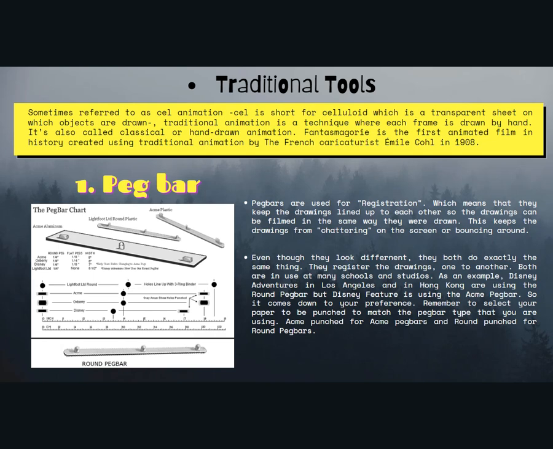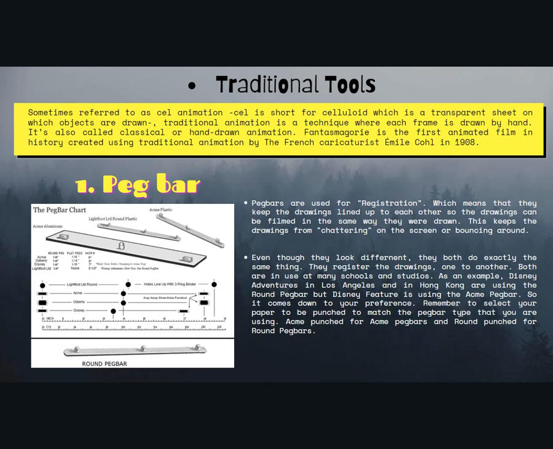First we have to tackle the peg bars, one of the example tools in traditional animation. Peg bars are used for registration. They keep the drawings lined up to each other, so the drawings can be filmed in the same way they were drawn. This keeps the drawings from chattering on the screen or bouncing around. There are 4 types of peg bar: the Acme, the Oxberry, the Disney, and the round. We will give the definitions.